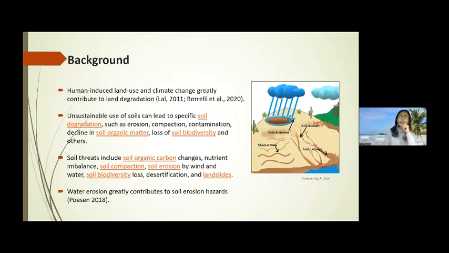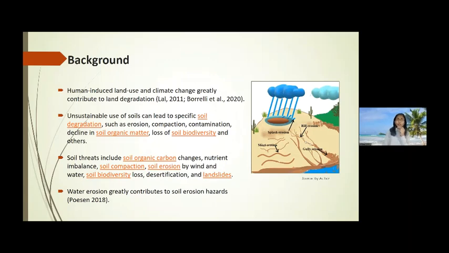However, unsustainable use of soil can lead to specific soil degradation, such as soil erosion, compaction, contamination, decline of soil organic matter, loss of soil diversity, and others. Soil threats include soil organic carbon changes, nutrient imbalance, soil compaction, soil erosion by wind and water, soil biodiversity losses, and desertification and landslides.